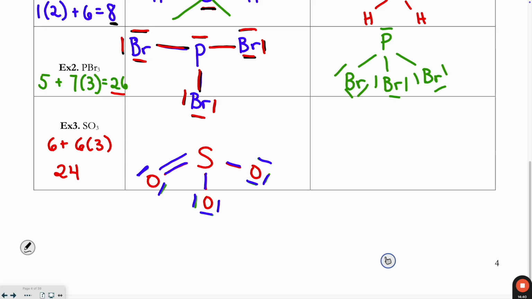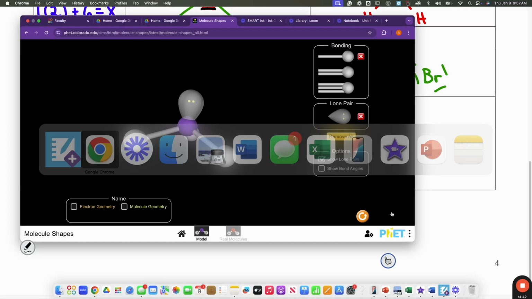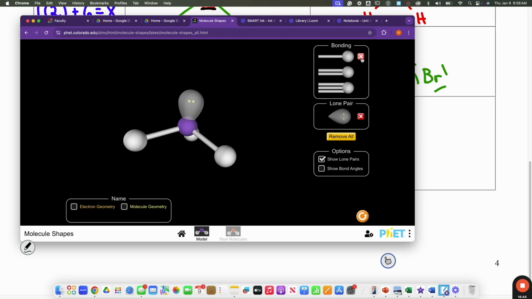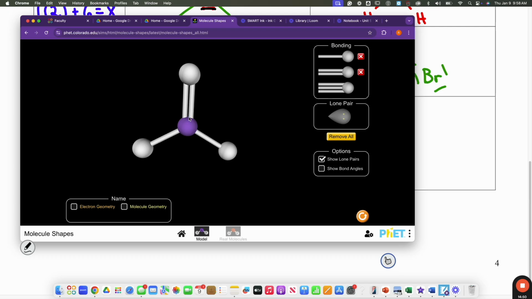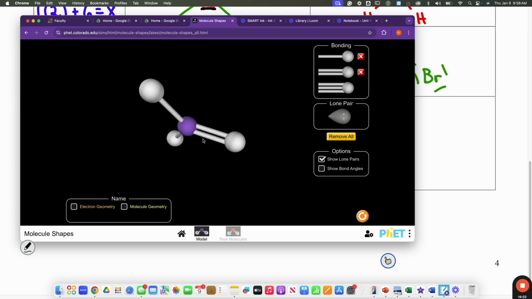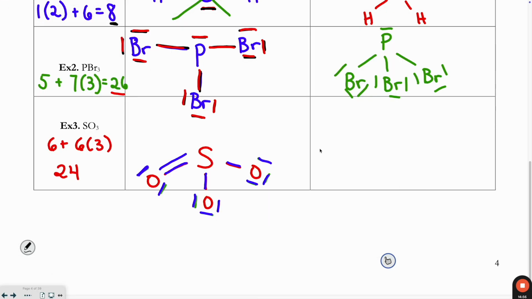I'm now going to draw the VSEPR model for this. So I've got 2 single bonds, and I've got a double bond. So this is what it looks like. Instead of the way that I drew it, the double bond can go wherever you want. It can be on the side, but the way that you would draw this, I'm going to put the double bond on top, because why not? Double bond here, and you're going to do single bonds for oxygen.